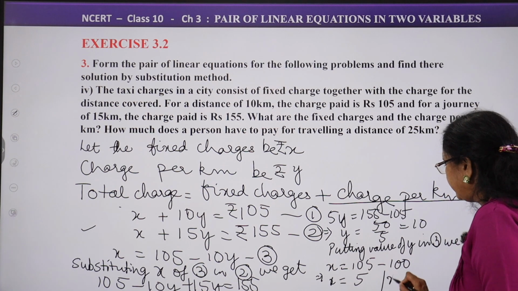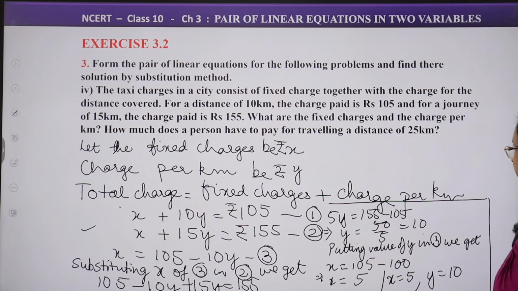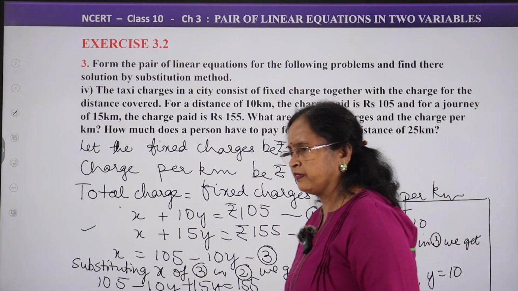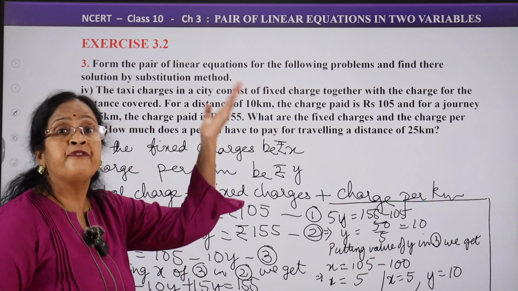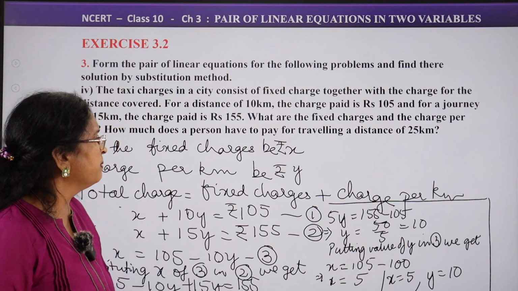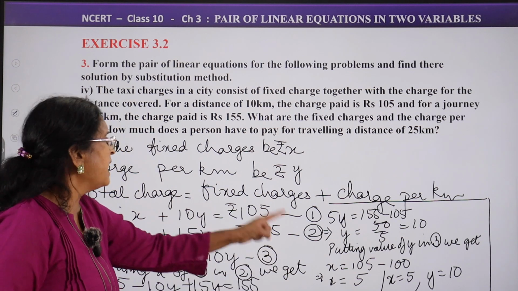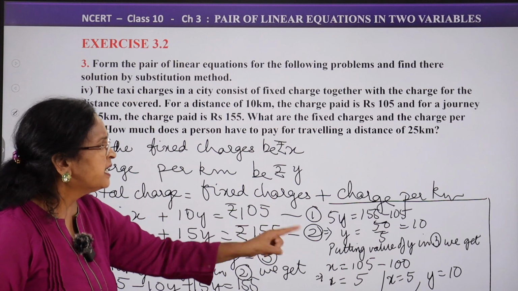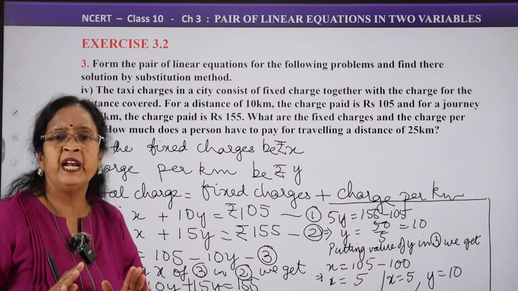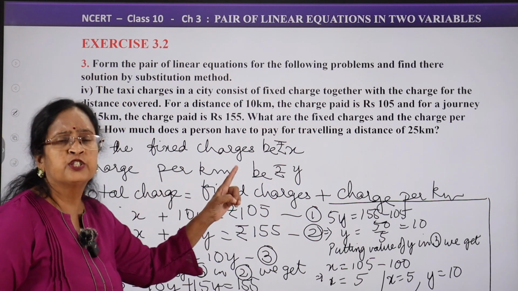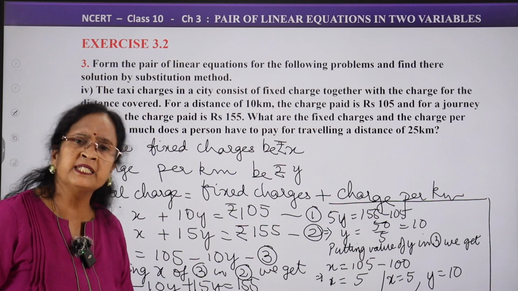So, what do we get? X is equal to 5, y is equal to 10. Now, you have framed the equation and solved. But how to write the final answer? The final answer you will write: the fixed charge is rupees 5 and charge per kilometer is rupees 10. This is the final statement which you will write. The fixed charge is rupees 5 and charge per kilometer is rupees 10.